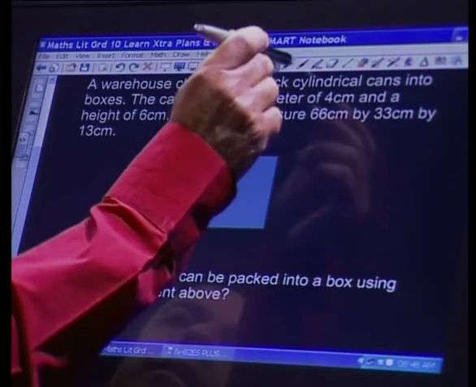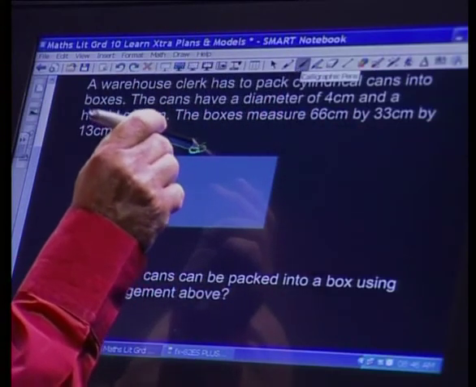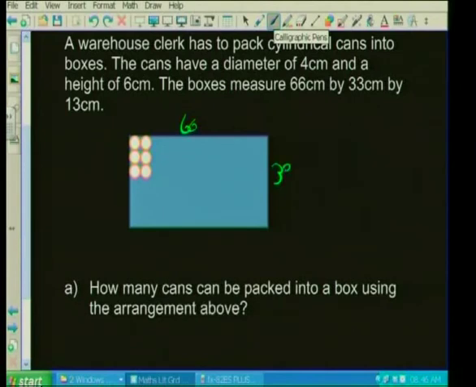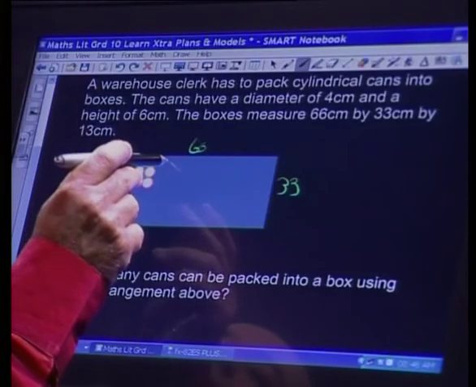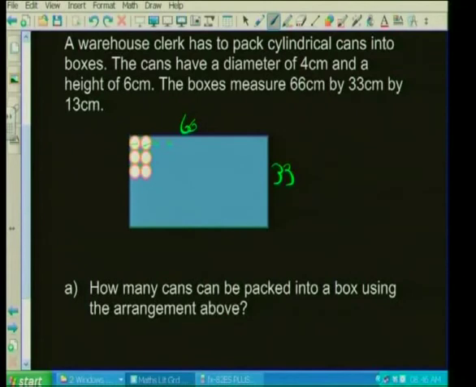We've got a box that measures 66, I'm going to fill it in on here for you, 66 by 33. And we know that a can has a diameter of 4 centimeters. That means across the can, in any direction that you're looking at, that is 4 centimeters. Now, assuming that the cans can stack next to each other in this arrangement, simply by lining them up, we can assume that every can is 4 centimeters across, or takes up a space of 4 centimeters.